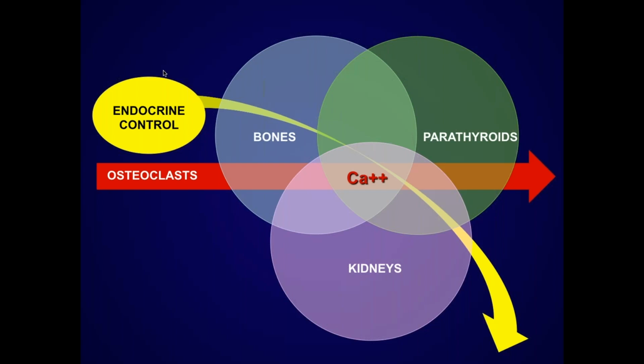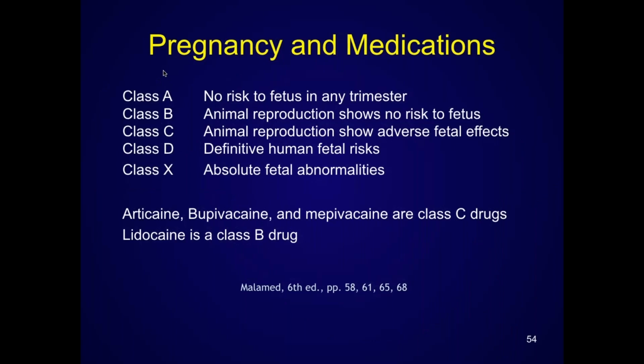They pull it out of the bones. The parathyroid is the gland that produces the hormone that regulates it, and the kidneys is what produces the vitamin D that helps you absorb the calcium in the first place. All right, so we're going to come back to that.